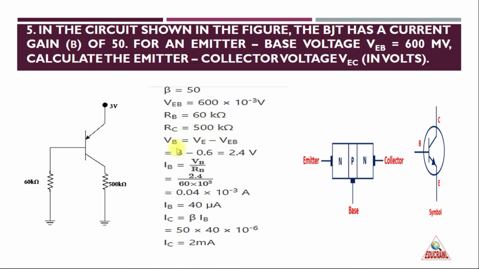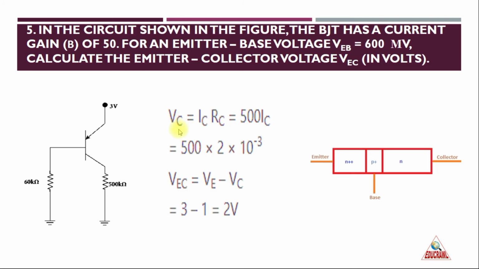So first we will find the value of VB, which is equal to VE minus VEB. So 3 minus 0.6, which is equal to 2.4 volt. Then we will find the IB value using the formula I is equal to V by R, our Ohm's law. So IB is equal to 2.4 divided by 60 into 10 power 3, which is equal to 0.04 into 10 power minus 3 ampere, which is equal to 40 microampere. This is the IB value. IC value you can easily find using the relation IC is equal to beta into IB, which is equal to 50 into 40 into 10 power minus 6, which is equal to 2 milliampere.